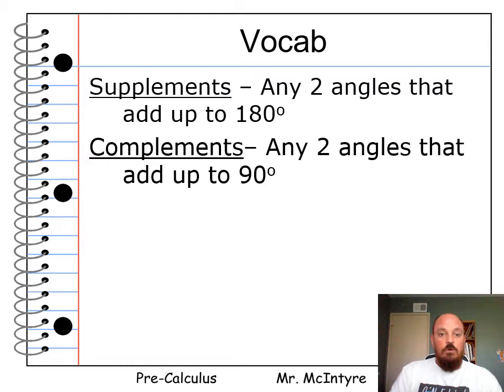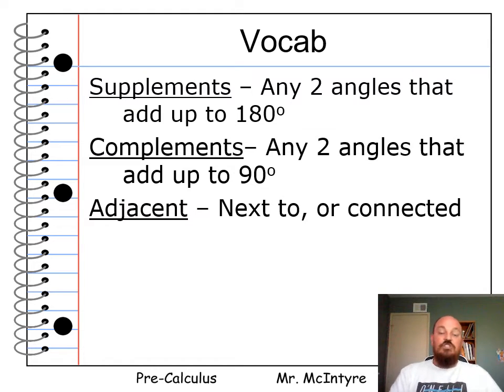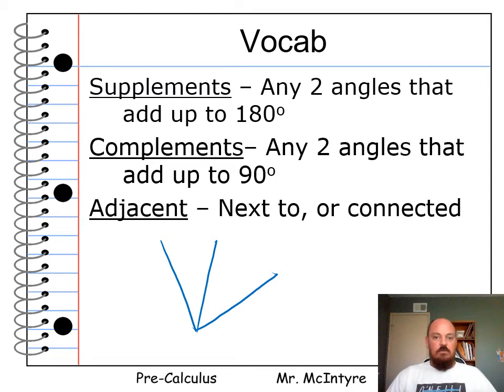Now here's a third vocab word for you. Adjacent. We're going to see adjacent throughout the notes and the assignments. Now the word adjacent means to be next to or connected to something. So adjacent angles would look kind of like this. Like if I drew an angle, and then instead of drawing a whole other angle, I just drew another one connected to it. So those two angles right there are what we call adjacent. They're stuck together.